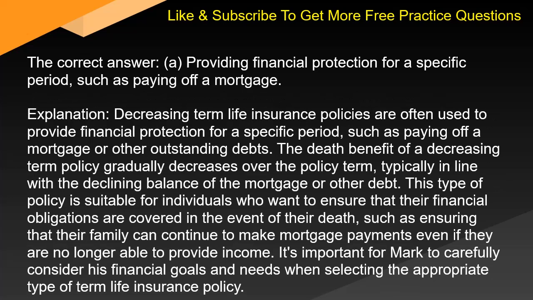The correct answer, A. Providing financial protection for a specific period, such as paying off a mortgage. Explanation. Decreasing term life insurance policies are often used to provide financial protection for a specific period, such as paying off a mortgage or other outstanding debts. The death benefit of a decreasing term policy gradually decreases over the policy term, typically in line with the declining balance of the mortgage or other debt.